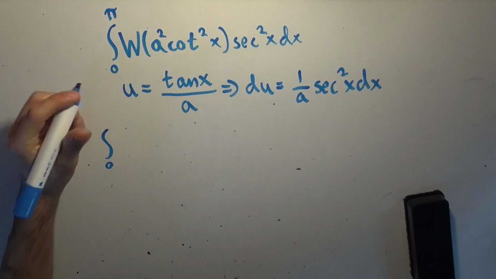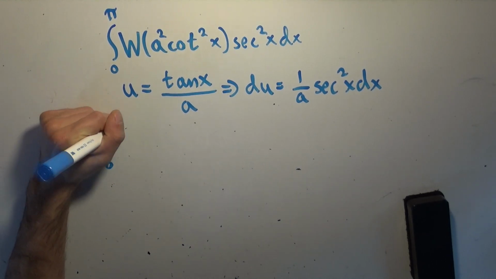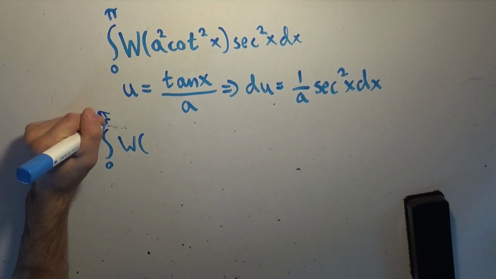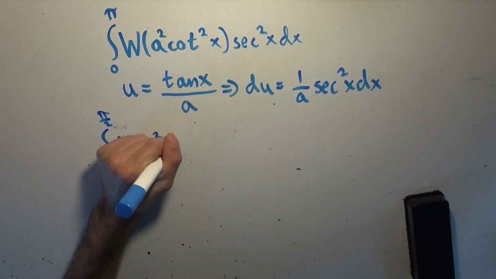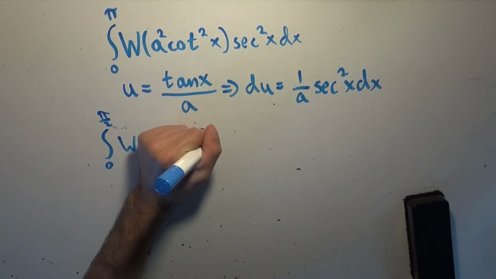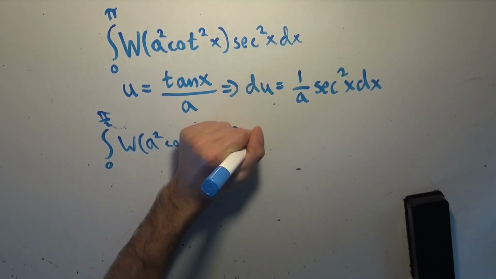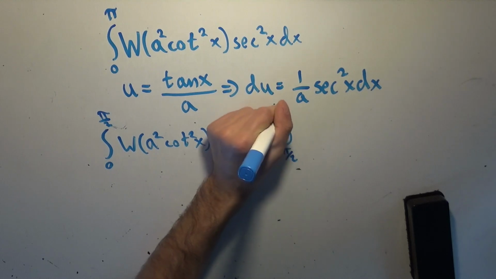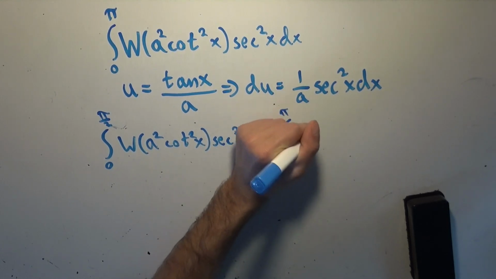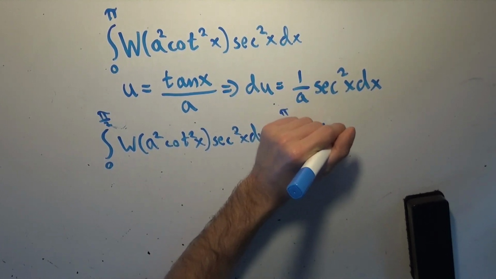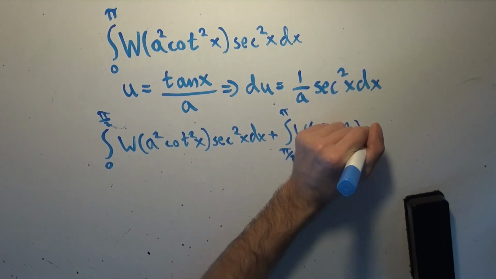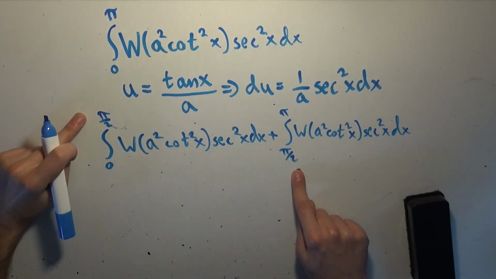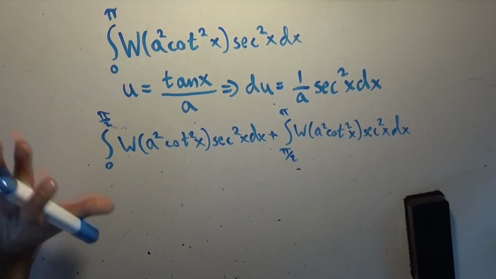So we need to break this up into the integral from 0 to pi over 2 of W of a squared times cotangent squared of x times secant squared of x dx, plus the integral from pi over 2 to pi of W of a squared cotangent squared of x secant squared of x dx, because there is a discontinuity at pi over 2 for these functions, so we just have to be careful.